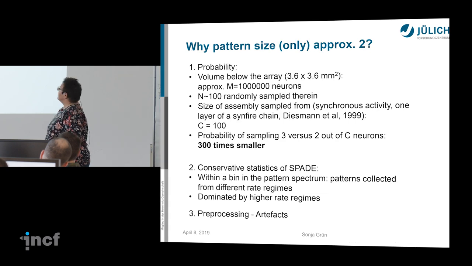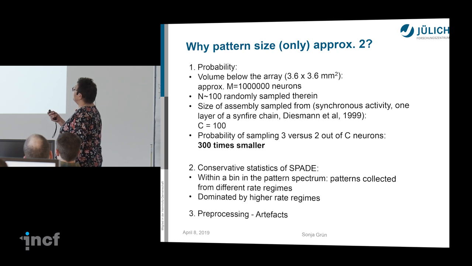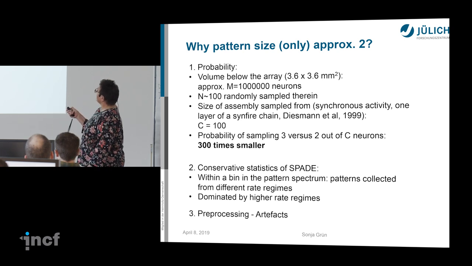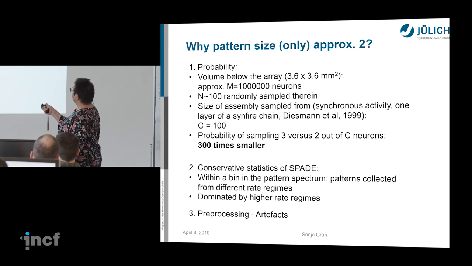And why is the pattern size approximately only 2 for synchronous patterns? Well, we assumed one synfire chain in the volume below the array, which has about 1 million neurons, and sampled about 100 neurons randomly from therein, as this would be the situation when we sample with a Utah array.